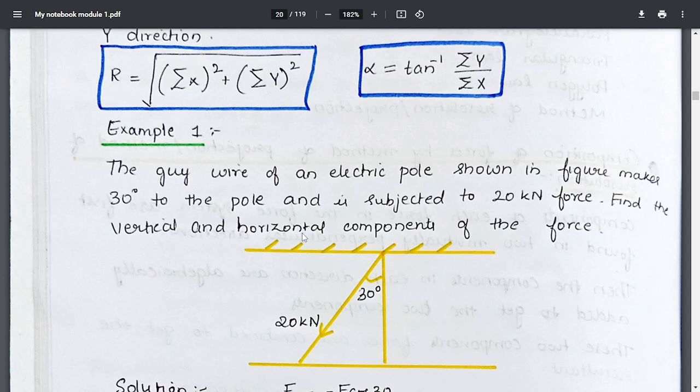So I think it's a very simple problem. You must have got it by now. It's nothing but we need to resolve this 20 kilonewton force into x direction and y direction. In this case it will be in the minus x direction and minus y direction, because this lies in the third quadrant. So I hope you got the answer.